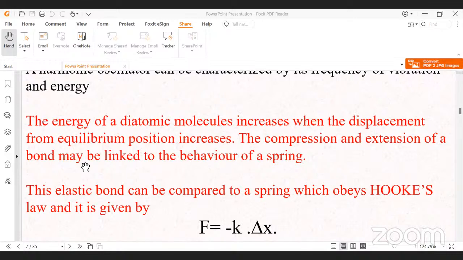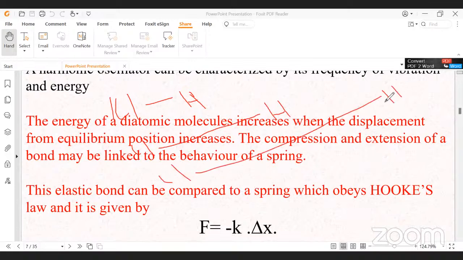For example, this is a Cl atom and this is a hydrogen atom. When the position of the hydrogen increases, like this, then what happens? The energy of the diatomic molecule increases. The displacement from the equilibrium position increases. Like this is an equilibrium position. The energy increases, and the displacement also increases.